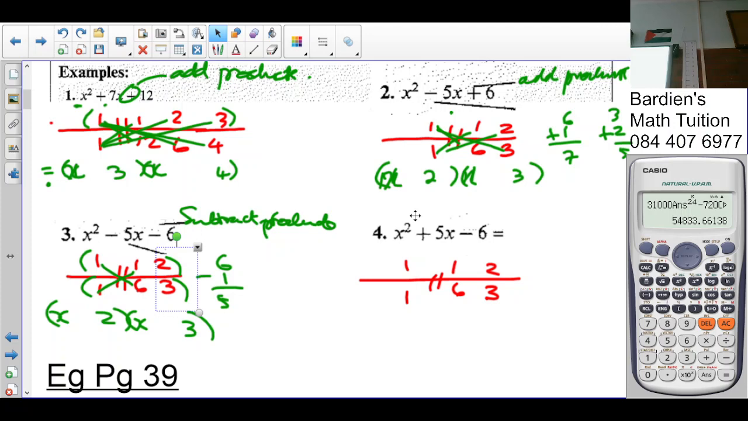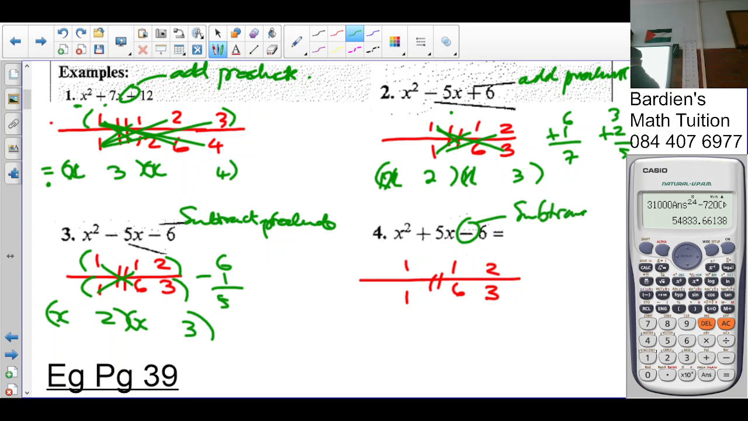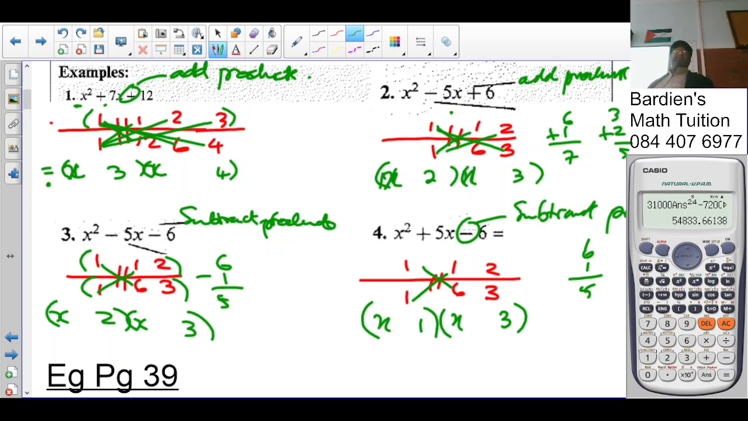The last one, we add or subtract the products here. Again, subtract products, there's a minus. So if the last term is minus, you always subtract products. You all agree with that? So 1 times 6, 6, 1 times 1, 1, you subtract, what do you get? 5. So it's x and a 1, x and a 3. You all understand? You can all do that.